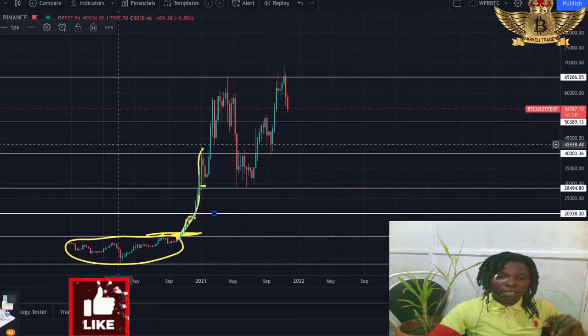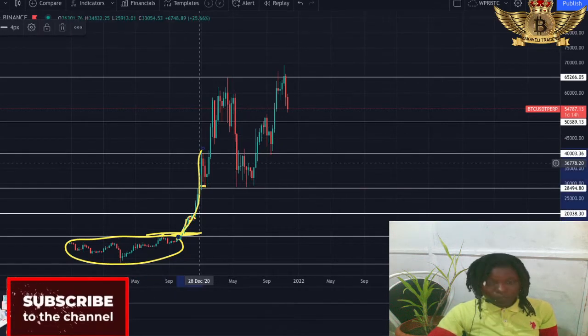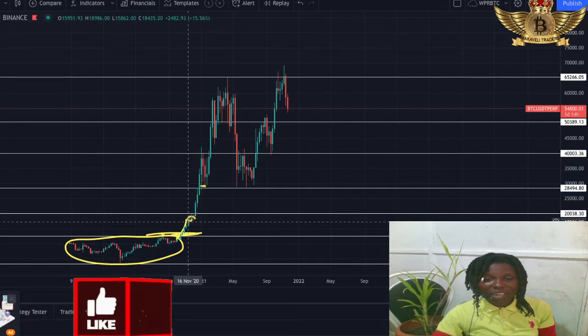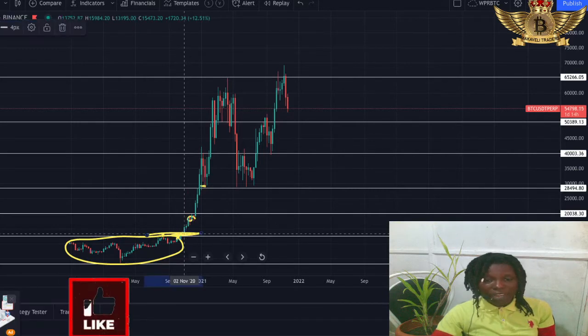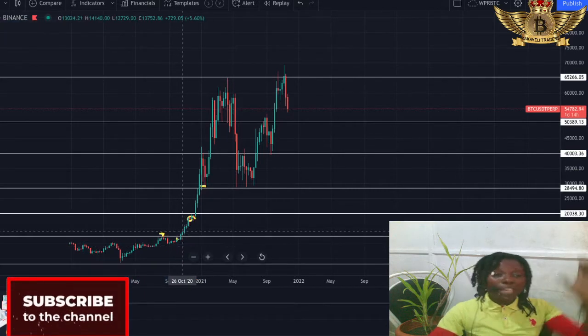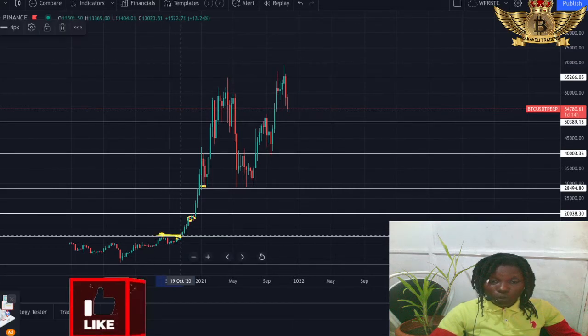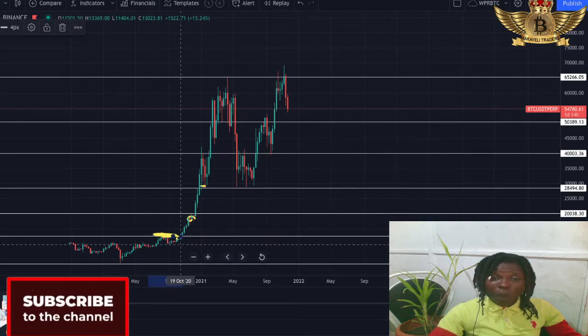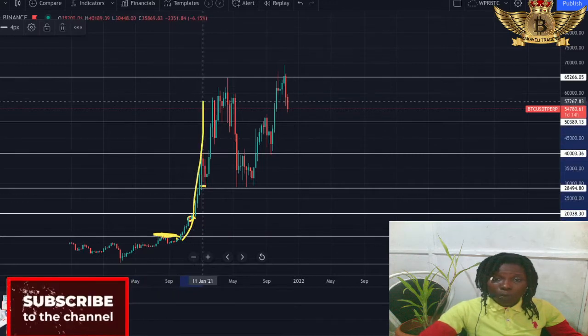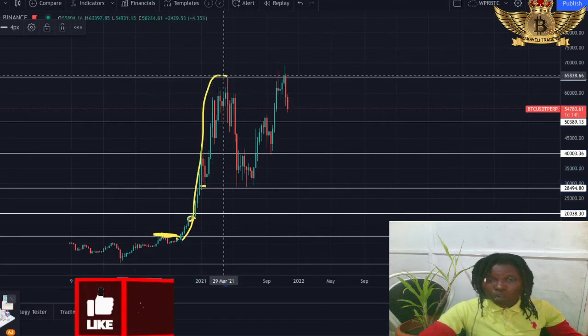So let me take away these lines. The next thing I will do is, after we had the biggest pump, right? The biggest pump moved from here. Let's mark the point where it started, and it went all the way to this point. This is the biggest reaction we had.